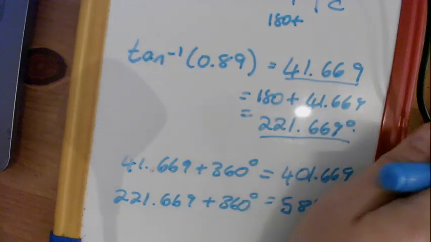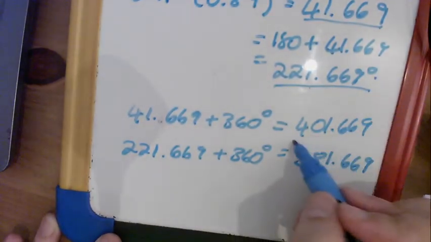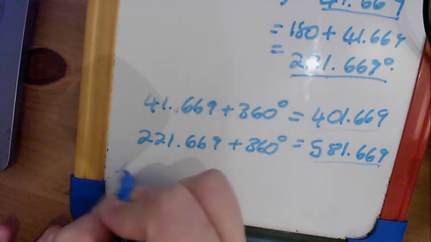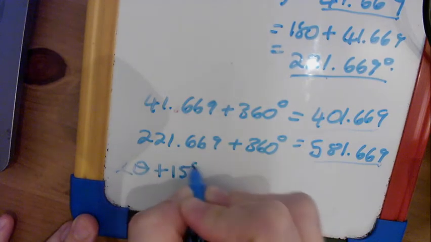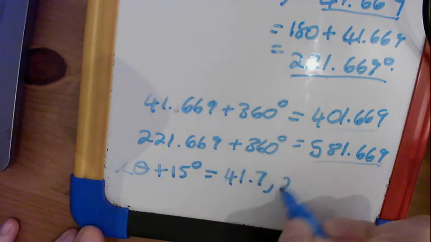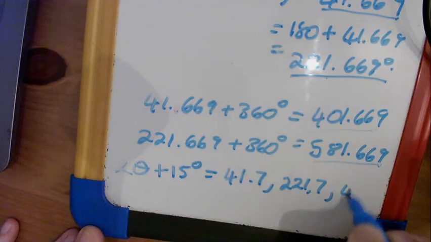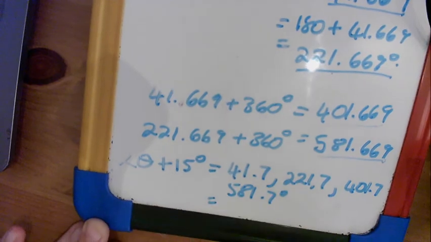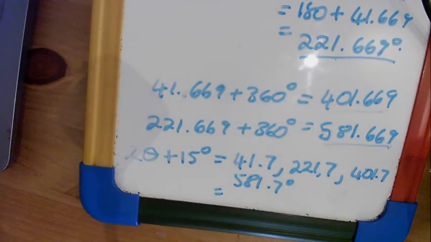Now my last step is to say, well, I've got my four solutions, the four underlying things here. But what I was actually after was tan of 2 theta plus 15. So my last step here is I'm going to undo my 2 theta plus 15. So 2 theta plus 15 is equal to 41.7, or 221.7, or 401.7, or 581.7. Now all I'm left to do is to subtract 15 and divide by 2 in every single one of my answers.